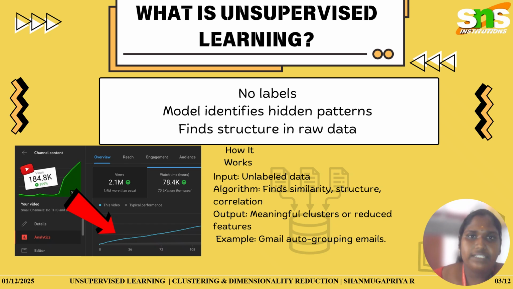So what is unsupervised learning? Unsupervised learning works on unlabeled data, which is raw facts. You will find some output on that. For example, Gmail auto grouping of mails and YouTube likes and recommendations all come under unsupervised learning. It finds the similarity and structure of the given raw data. That's simply unsupervised learning.